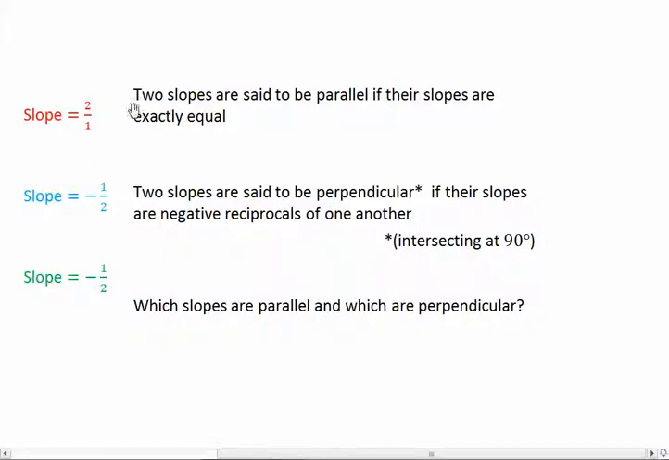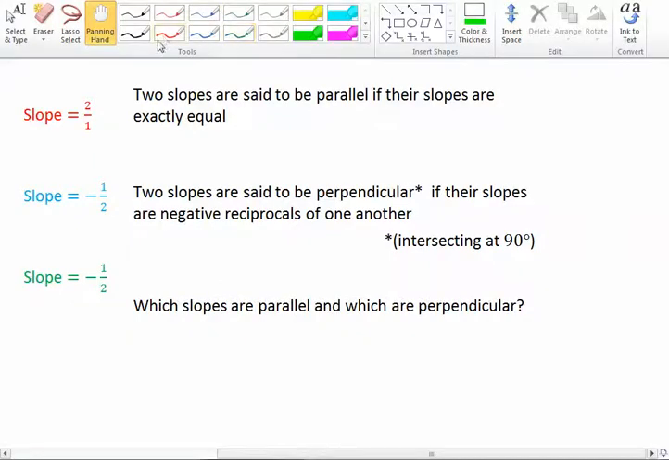If we take a look at just the slopes of 2 over 1, negative 1 over 2, and negative 1 over 2, I want to know which are parallel and which are perpendicular. Which pair are parallel to one another? Yeah, B and C. So the blue and the green. These are parallel because their slopes are exactly the same.